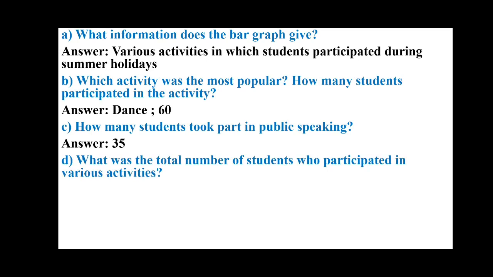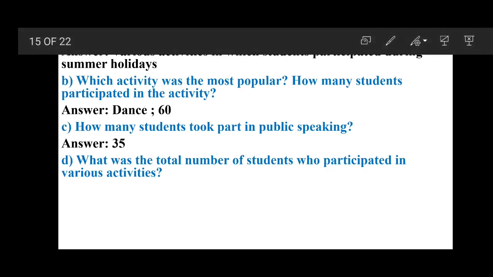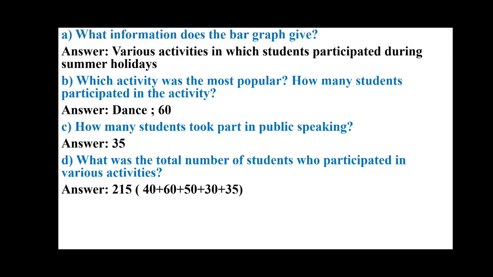Next question. What was the total number of students who participated in various activities? Total number of students participated in all activities is 40 plus 60 plus 50 plus 30 plus 35, which is equal to 215. So totally 215 students participated in various activities.